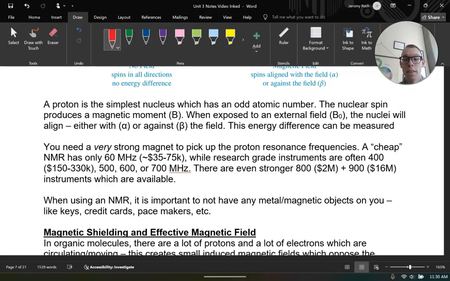Because this is such a strong magnet, we do need to be super careful. If you have a pacemaker, you'll see on the sign to the lab: if you have a pacemaker or any metal implants, don't go in this room, because we have a really, really strong magnetic field, which we need in order to see the unique signals associated with all the different protons in different environments.